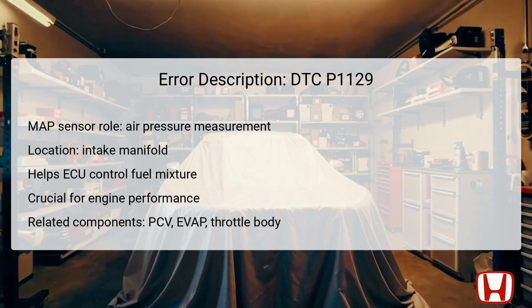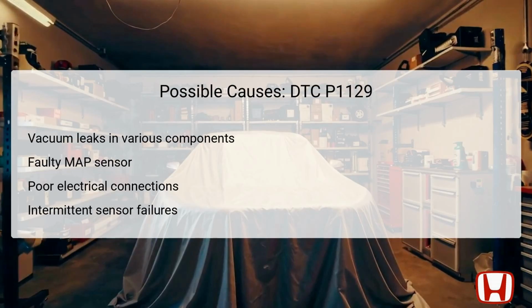Components that may also be involved include the positive crankcase ventilation, PCV valve, PCV hose, evaporative emission, evap canister purge valve, throttle body, and the brake booster. As leaks in these areas can affect sensor readings, it is vital to address this error quickly to maintain overall vehicle performance and functionality.